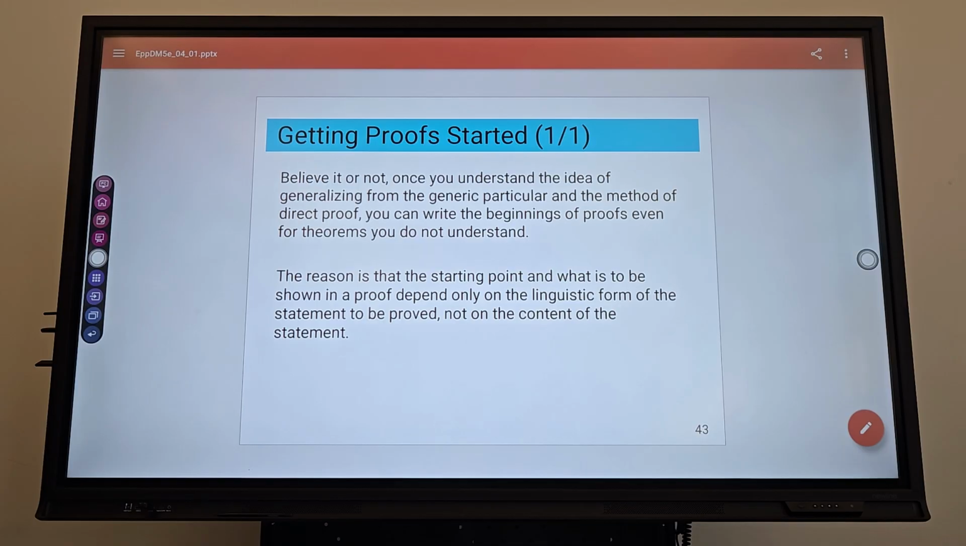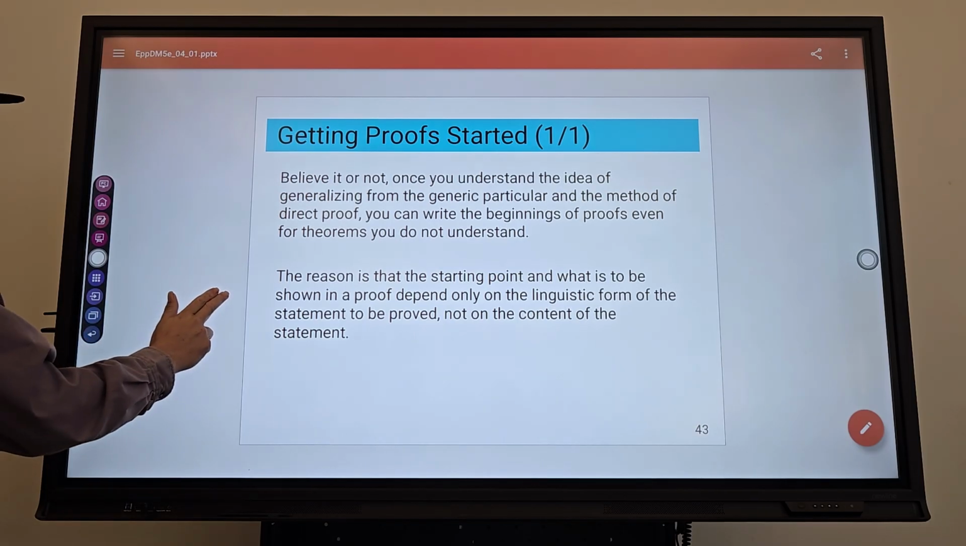Believe it or not, once you understand the idea of generalizing from the generic particular and the method of direct proof, you can write the beginnings of proofs even for theorems you do not understand. The reason is that the starting point and what is to be shown in a proof depend only on the linguistic form of the statement to be proved, not the content of the statement.